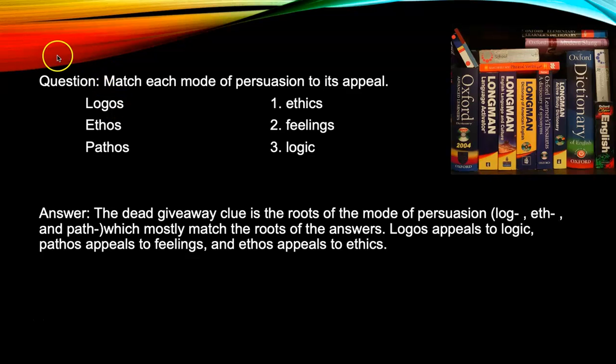So this question says match each mode of persuasion to its appeal. Now, we know that logos is going to go with logic. We know that ethos is going to go with ethics, and that pathos is going to feelings, right? And we got this because we're using the dead giveaway clues that the modes of persuasion have, and we're using the Latin roots. So log goes with log, eth goes with eth, and pathos, you're going to have to use context clues and background knowledge to figure that one out.